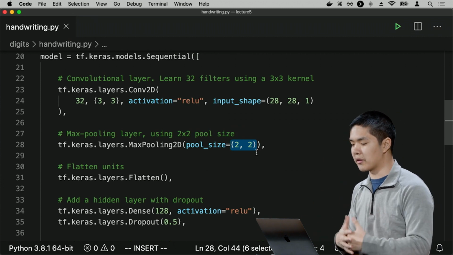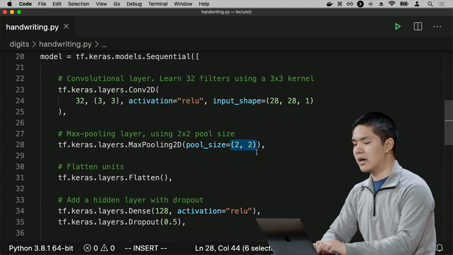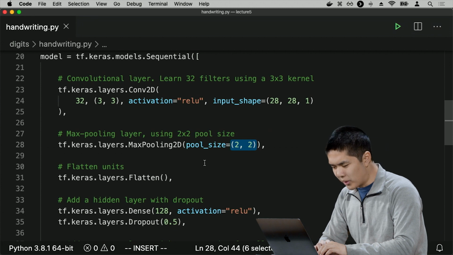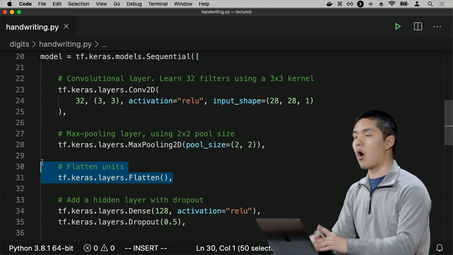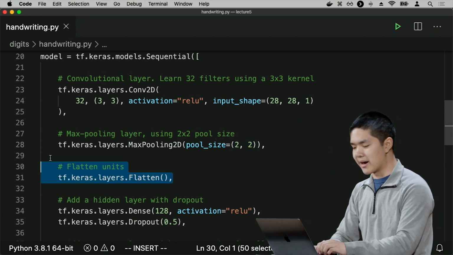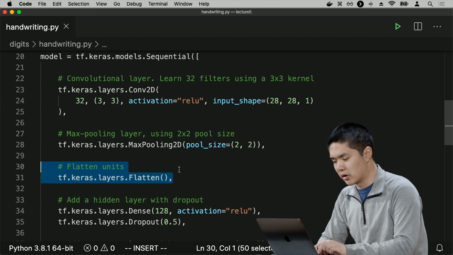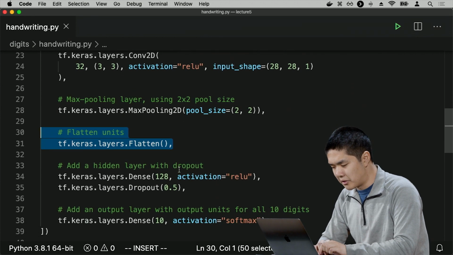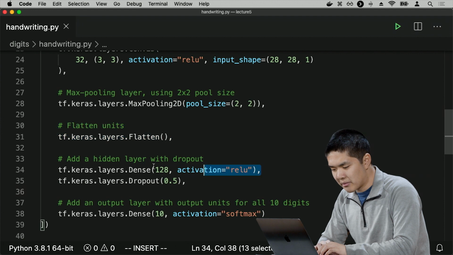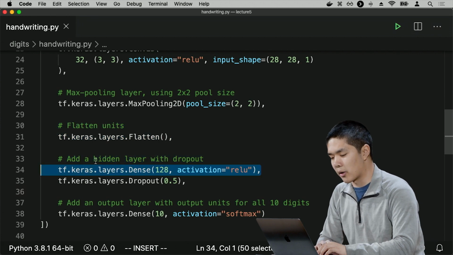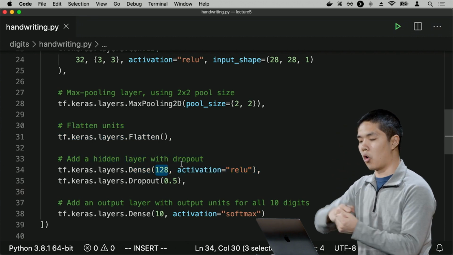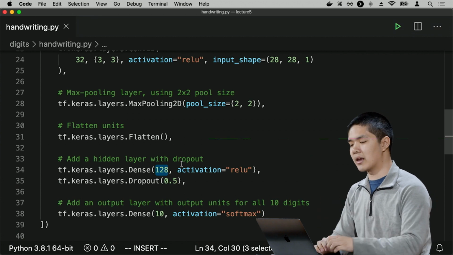Again, we've seen why this can be helpful. It'll help to reduce the size of our input. Once we've done that, we'll go ahead and flatten all of the units into a single layer that we can then pass into the rest of the neural network. And now, here's the rest of the neural network. Here I'm saying, let's add a hidden layer to my neural network with 128 units, so a whole bunch of hidden units inside of the hidden layer.